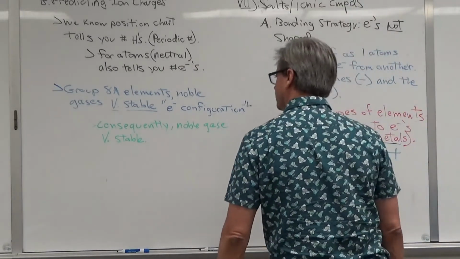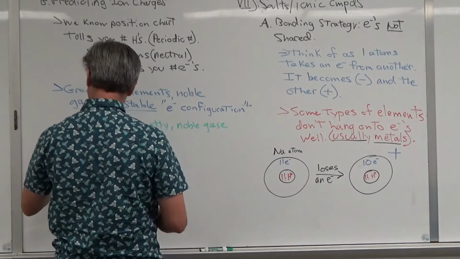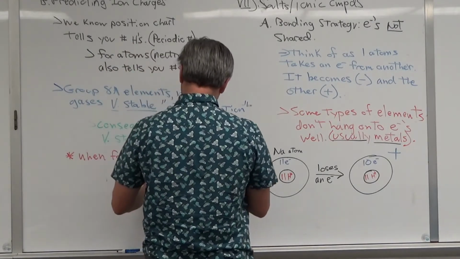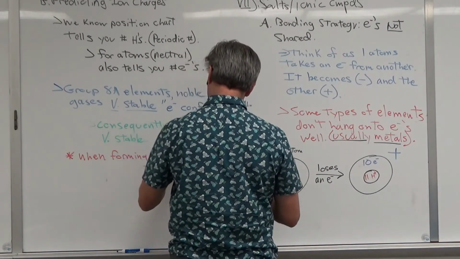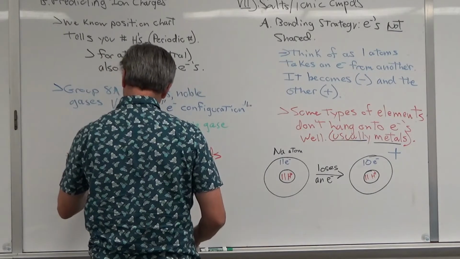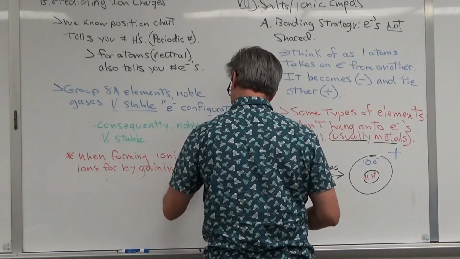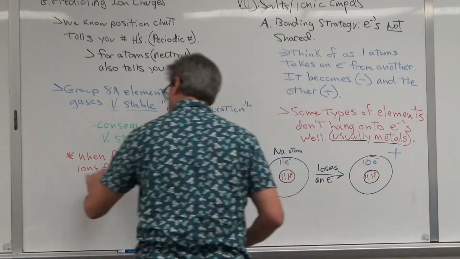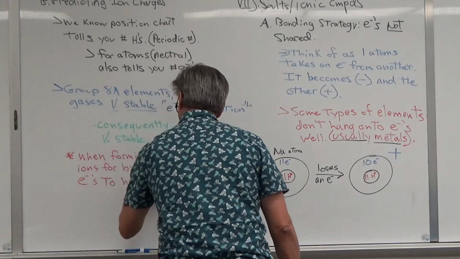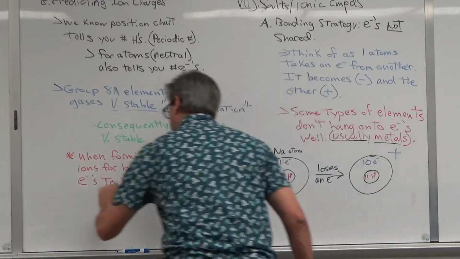Now, big idea here. Let's do that again. When forming ionic compounds, ions form by gaining or losing electrons to have the same number as the nearest noble gas.